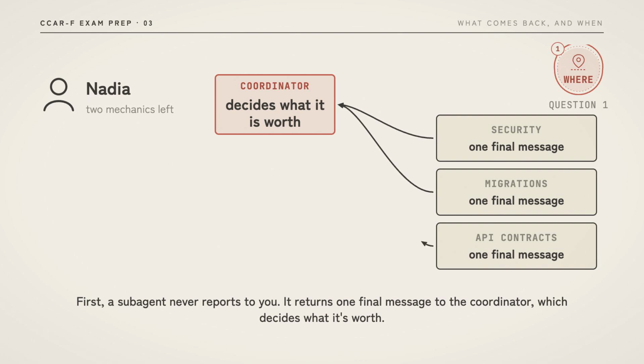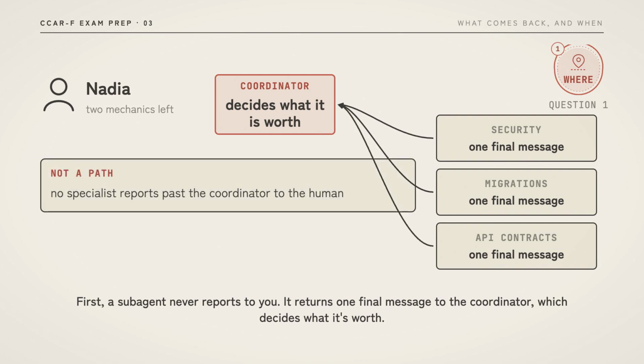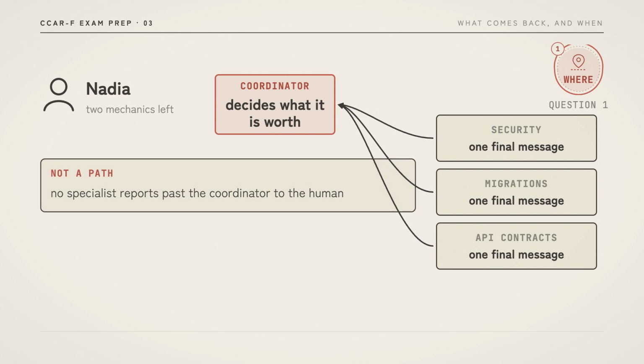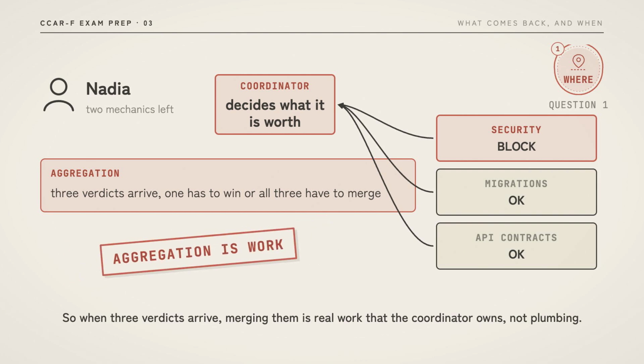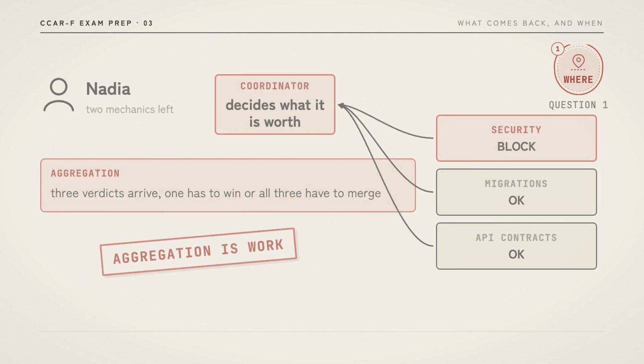First, a subagent never reports to you. It returns one final message to the coordinator, which decides what it's worth. So when three verdicts arrive, merging them is real work that the coordinator owns, not plumbing.